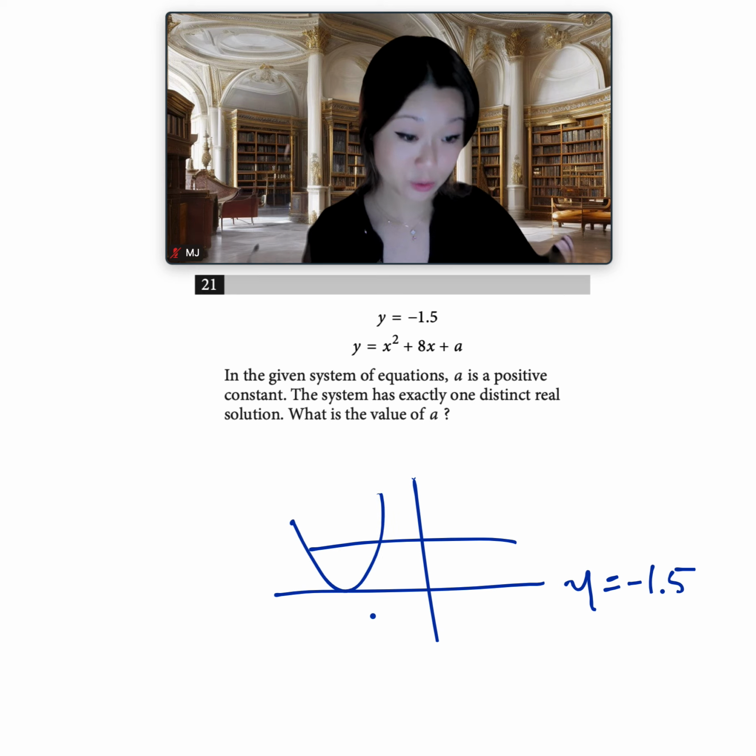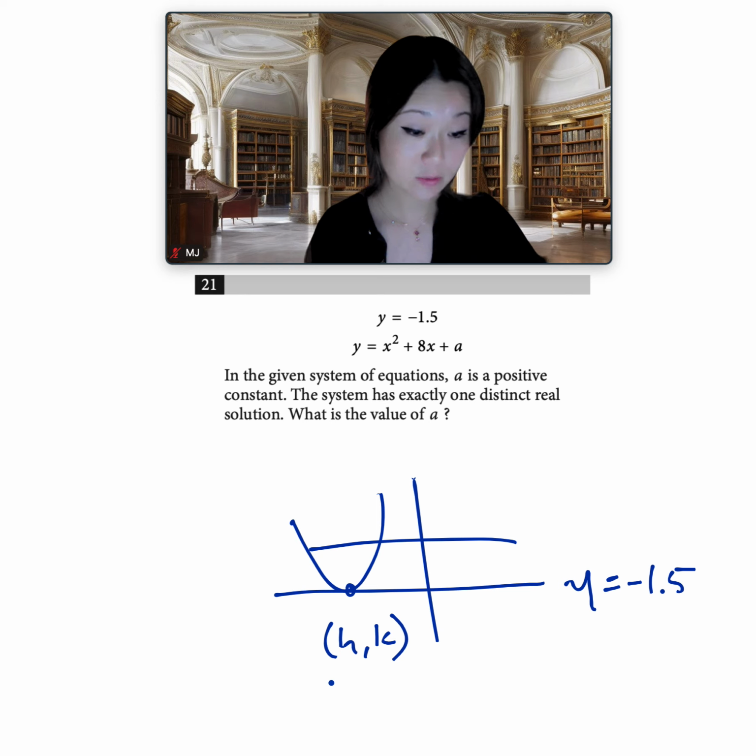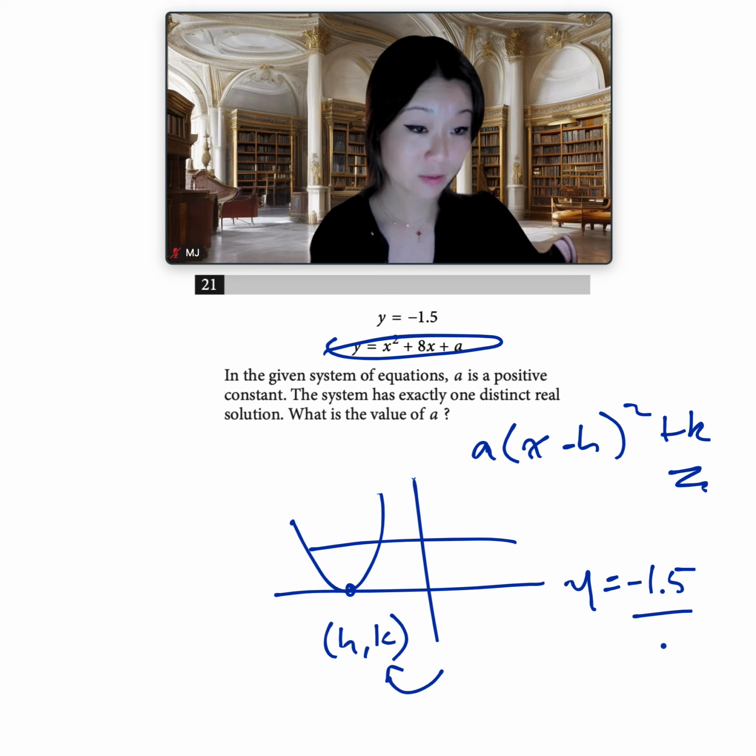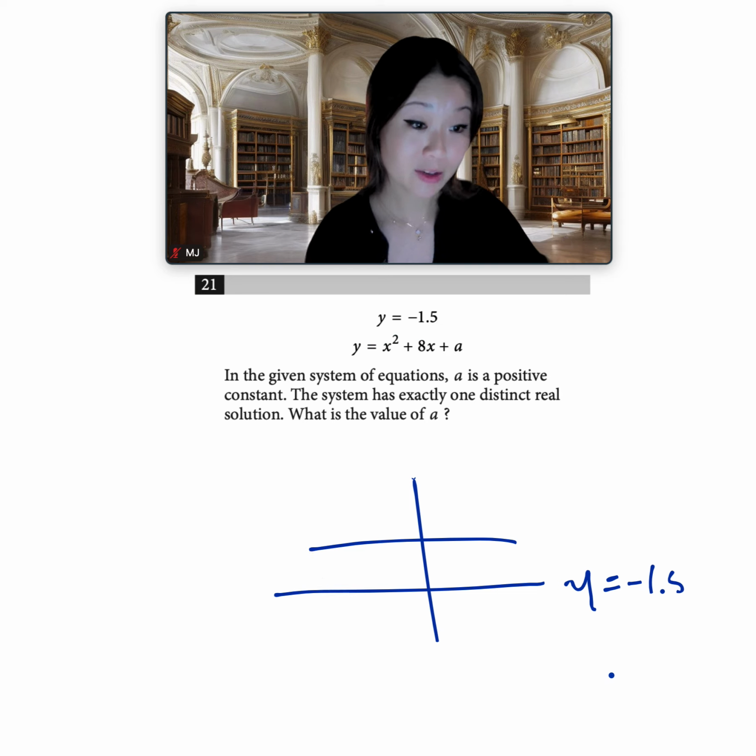So if you're an astute observer, you'll know that at this vertex, vertex being (h, k) in vertex form, what do you think the value of k is going to be? So if you answered negative 1.5, you would be correct. So if we were somehow able to complete the square on this guy and get this into our vertex form, like so, we will be able to understand that k has to be equal to negative 1.5 and figure out a from there. And so the calculator can really help you out.